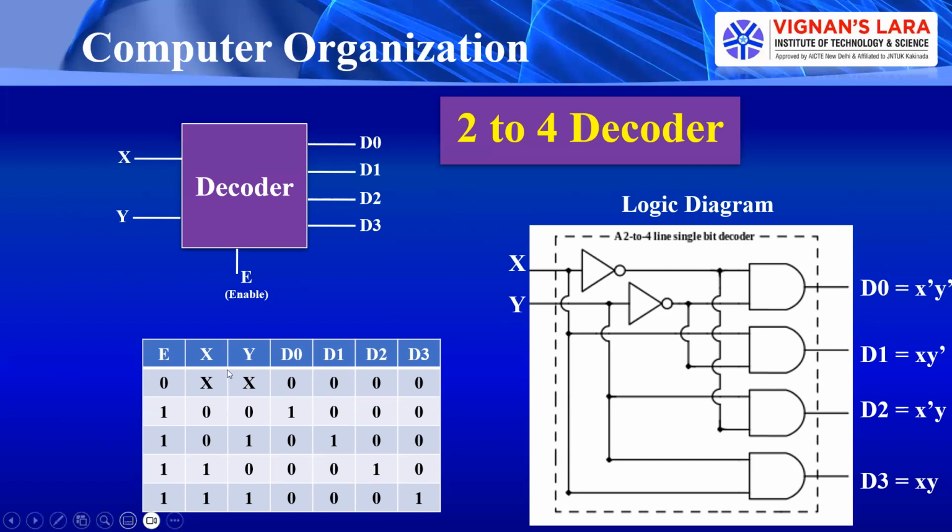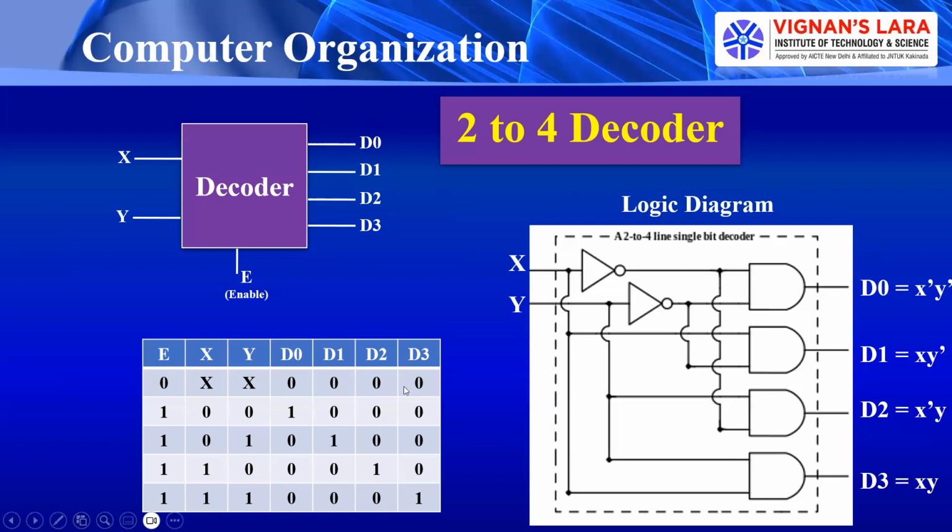The next combination is XY value 0, 1. That means we select D1, that means D1 value is 1. And the next case is 1, 0. Then we select D2, that means D2 value is equal to 1, and the remaining outputs are 0. If both are 1, 1, then we select D3, and the remaining 3 outputs are 0.